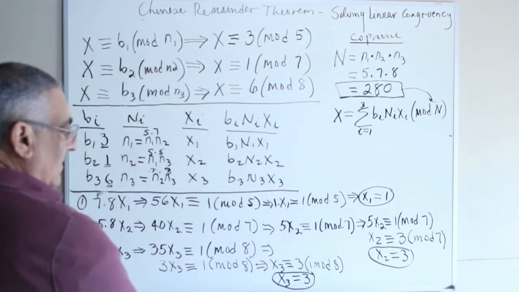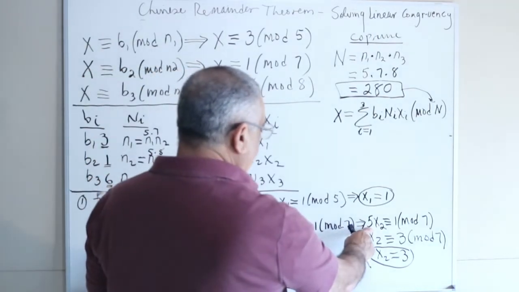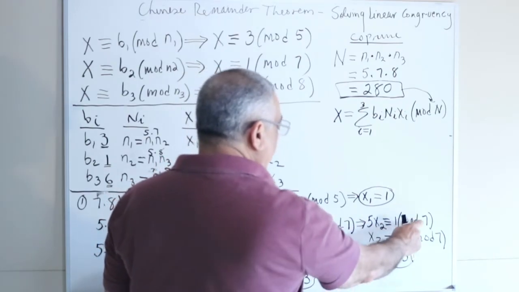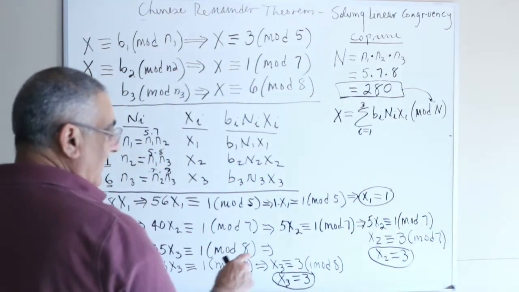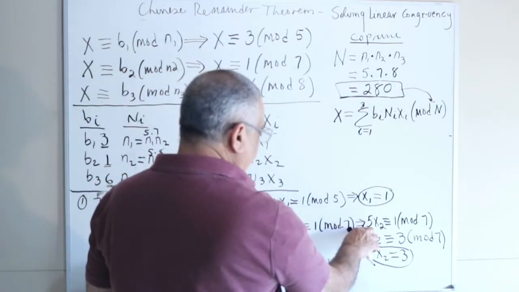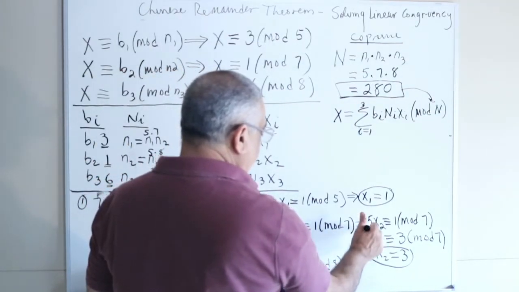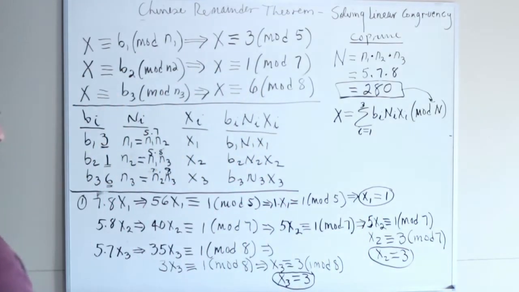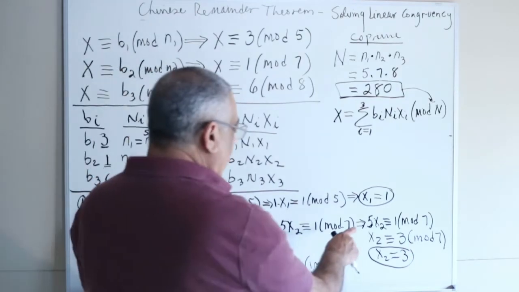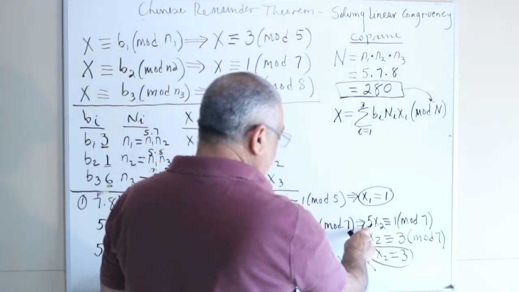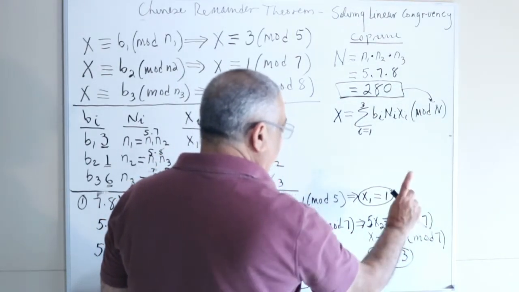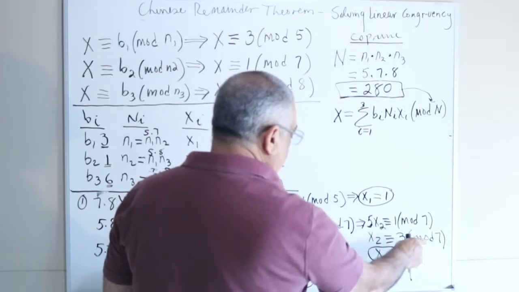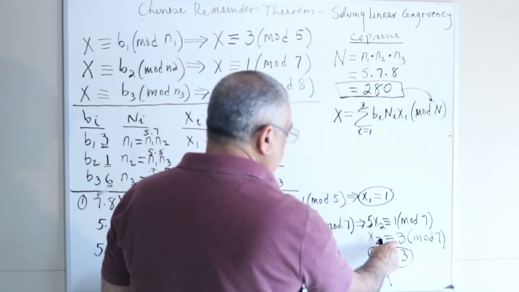So what should I do? Here I need a value multiplied by 5 modded by 7 should give me 1. Look at this, any factor that I can multiply by 5 modded by 7 should give me 1, because the coprime, the GCD has to be a 1. So when I multiply this by 3, that gives me 15. 15 mod 7, the remainder is 1.